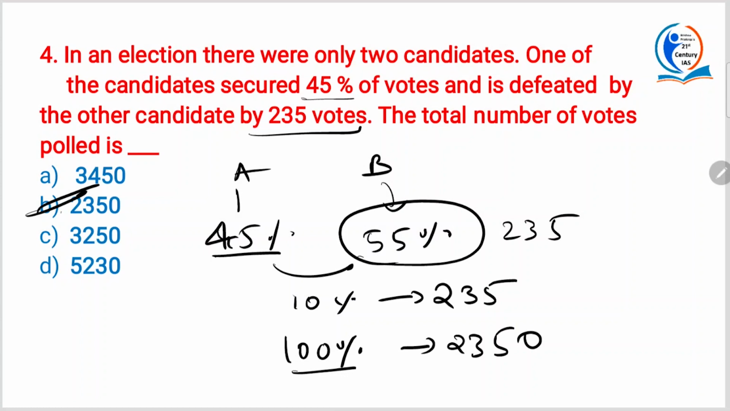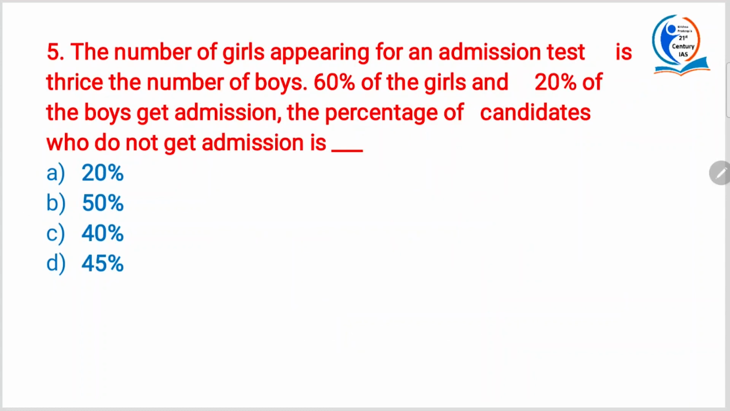Okay, there will be simple questions too. You just have to use your brain and write it without overthinking. Now, the number of girls appearing for an admission test is thrice the number of boys. 60% of the girls and 24% of the boys get admission.